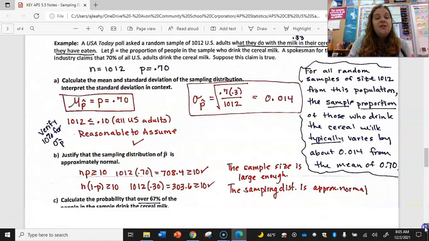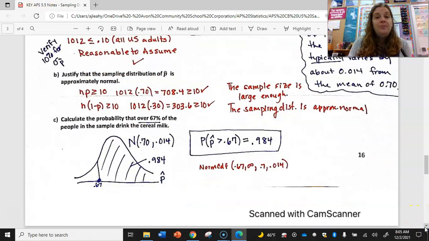Now, it says justify that the sampling distribution of p hat is approximately normal. Got its mean, got its standard deviation. Is it approximately normal? So I check n times p. 1,012 times 70% is big, and so is n times 30%. Both are bigger than 10, so the sample size is large enough, and we can say that the sampling distribution is approximately normal.